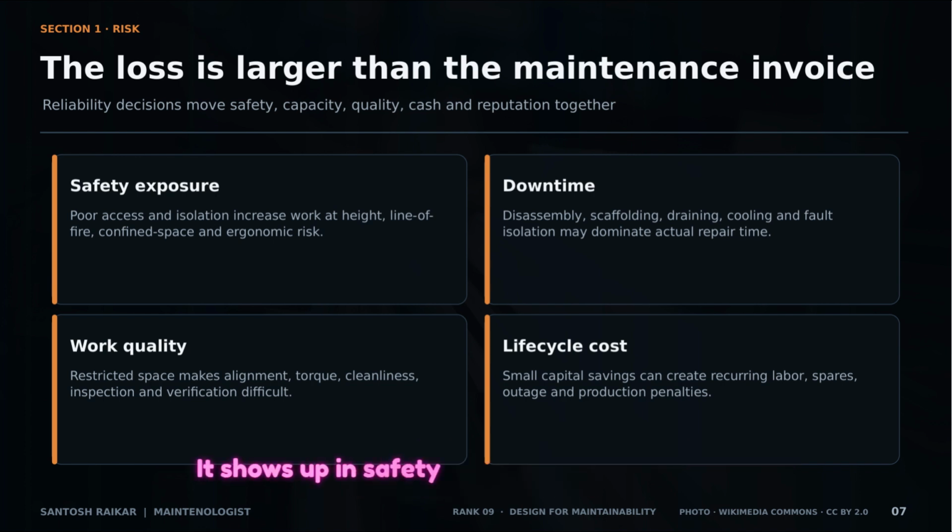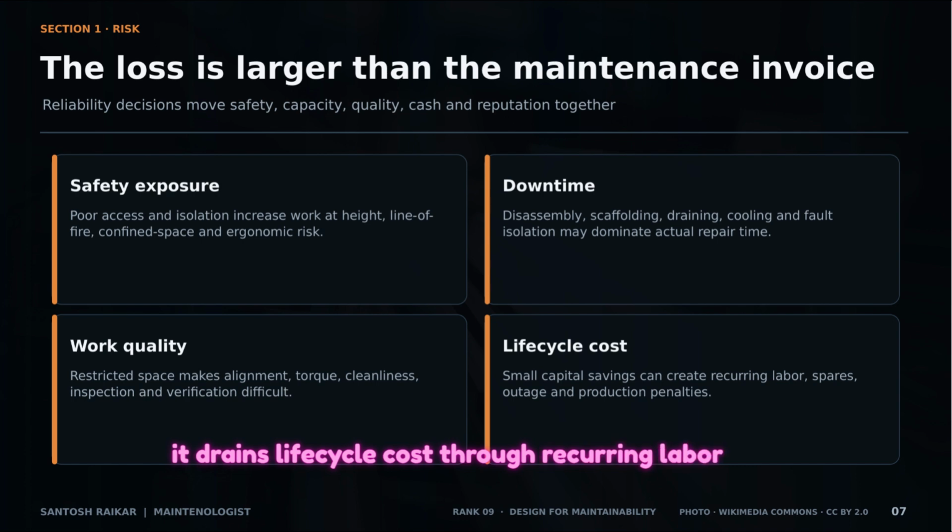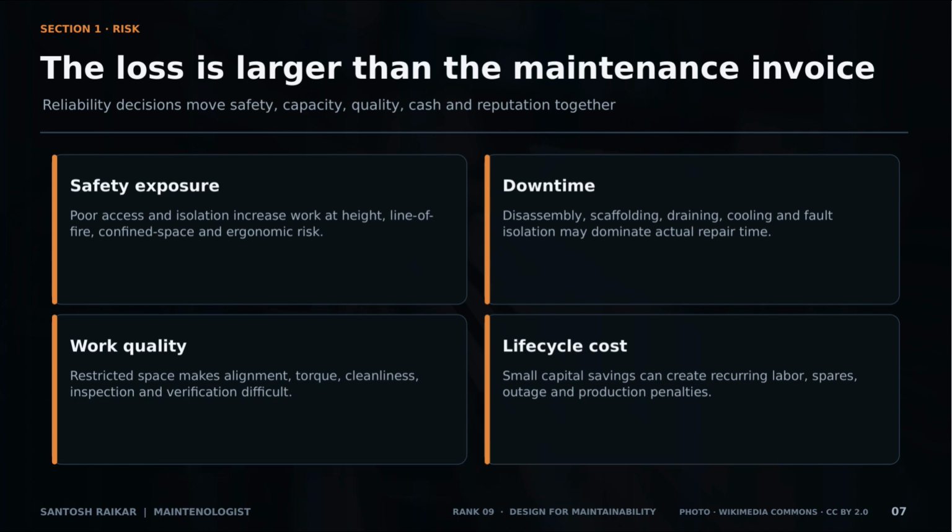It shows up in safety exposure. Think increased work at height or confined spaces. It shows up in massive downtime because we spent 3 days just building scaffolding for a 2-hour repair. It impacts work quality when a technician can't get a torque wrench into a tight space, and ultimately, it drains life cycle costs through recurring labor and production penalties.